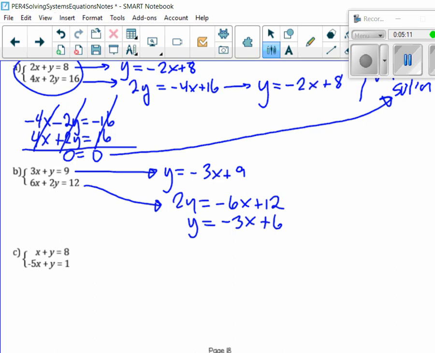So how many solutions do I have? I have no solution because same slope. No solution because they have the same slope, meaning they're parallel, right?